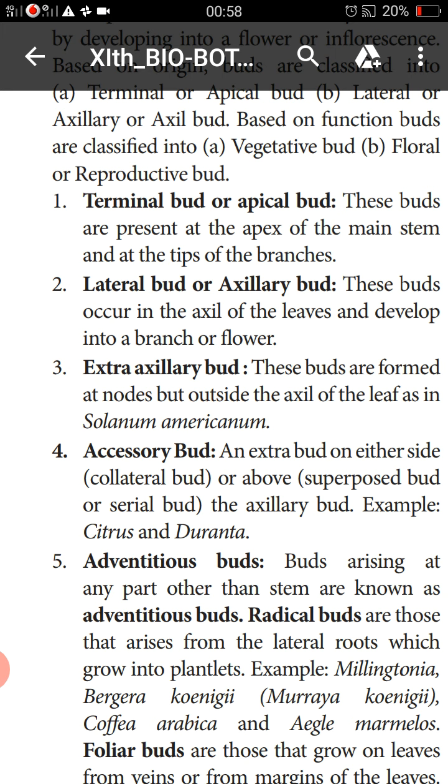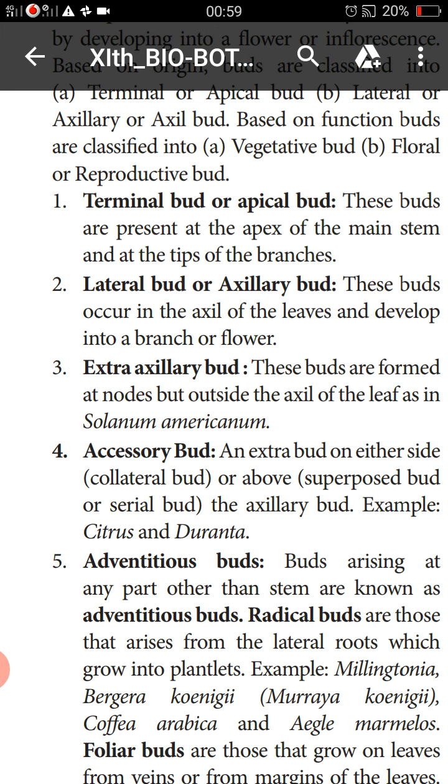Accessory buds. An extra bud on either side of or above the axillary bud is called an accessory bud. So these buds are present on both sides along the length of the stem, or above the axillary bud, and they are called accessory buds.